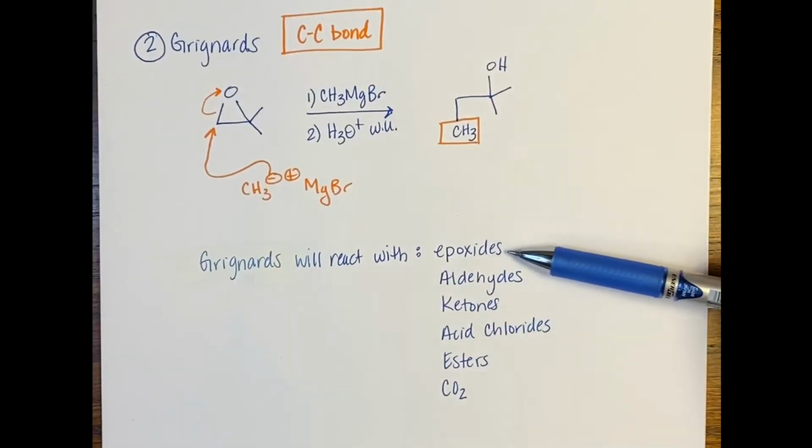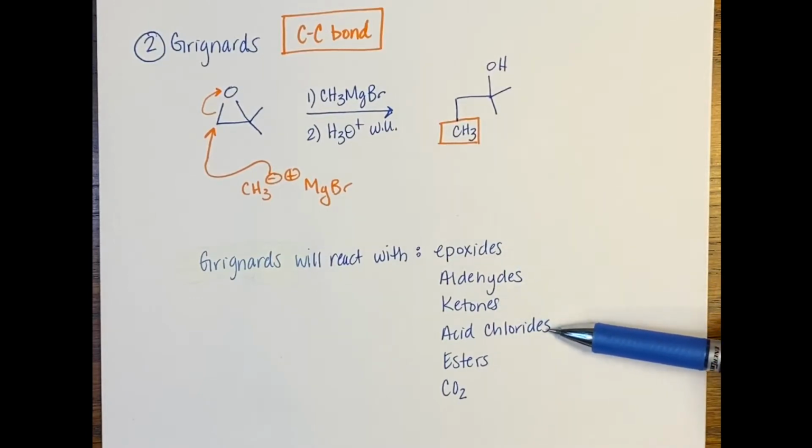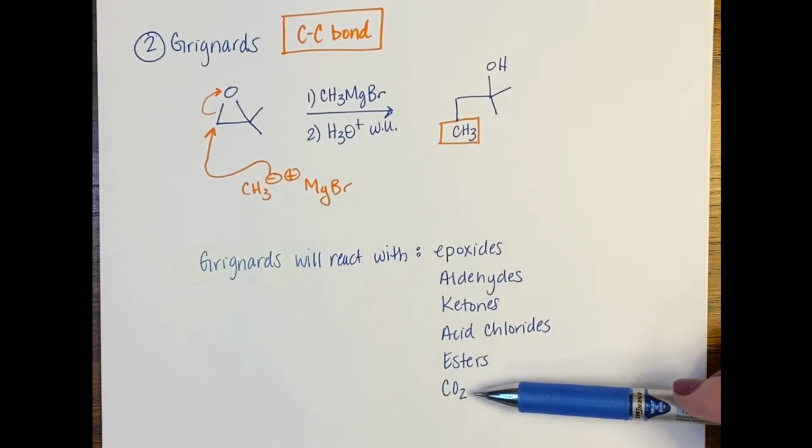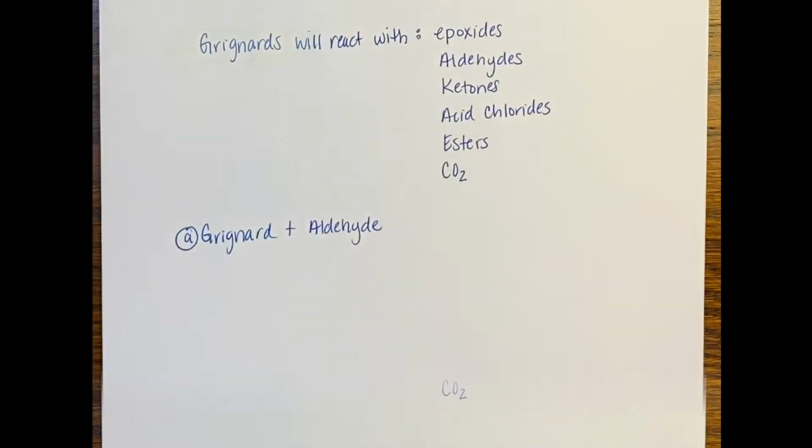We already know about the reaction of Grignards with epoxides. As we continue to go throughout our discussion of Grignard chemistry, we will also talk about the reaction of Grignards with aldehydes, ketones, acid chlorides, esters, and carbon dioxide. The first one we're going to talk about is the reaction of a Grignard in the presence of an aldehyde.